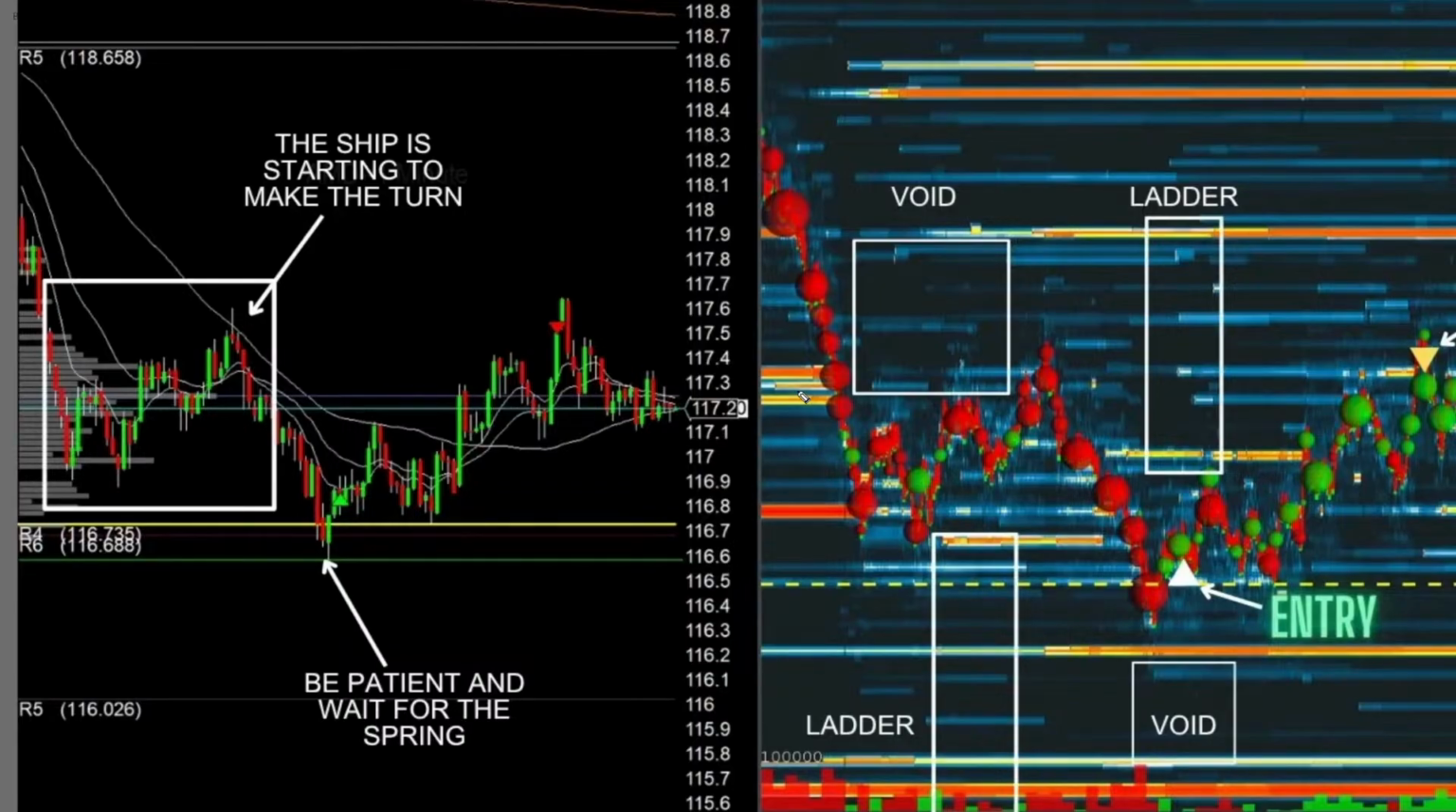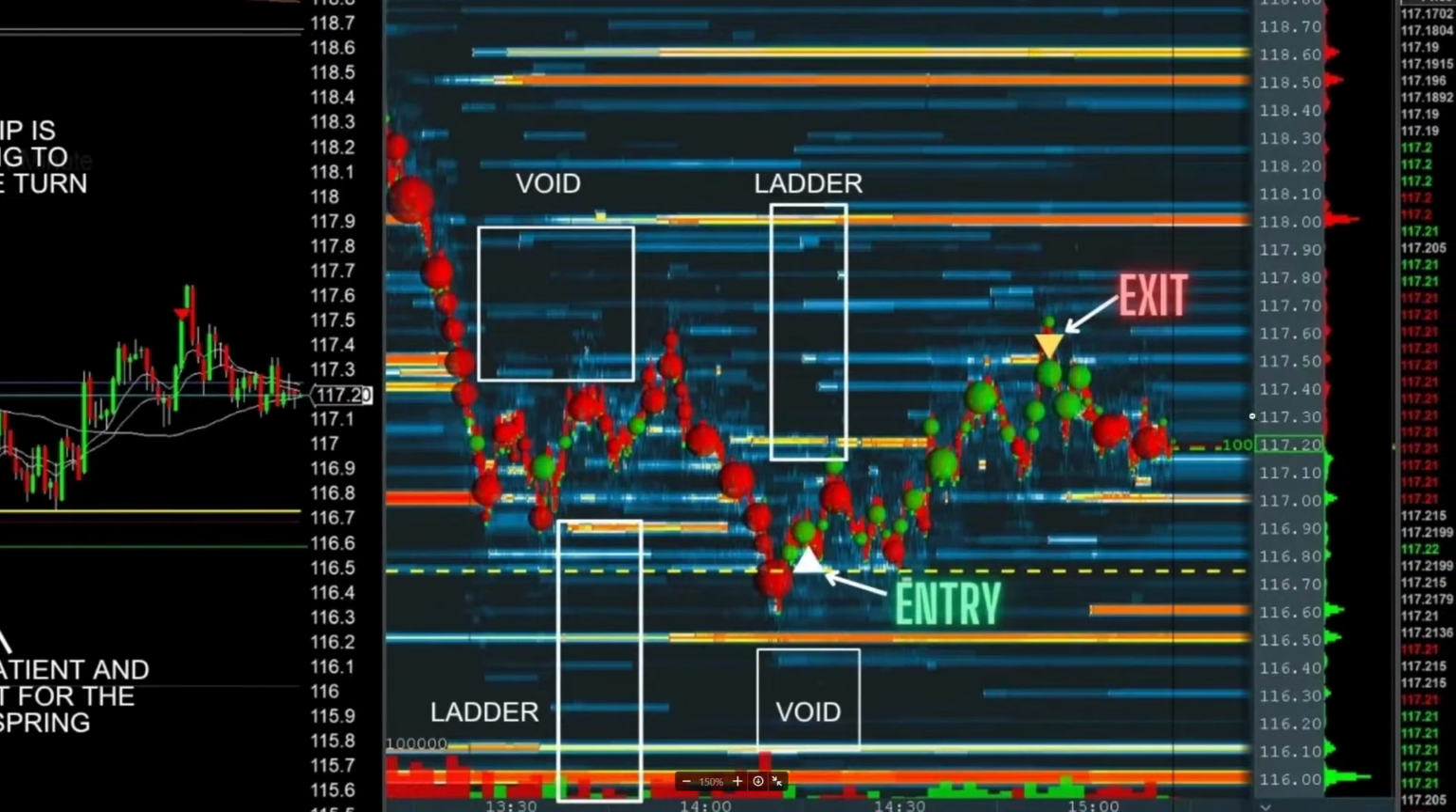Yeah. And I watched it. It got absorbed, bounced off, came back down, got absorbed, bounced off, and then it started to make some higher highs. But I still wanted that R4 level to be tested. I wanted it to get down there and see if I could get an algorithm to react to it. And so to me, I read that next push through 117 as a trap.